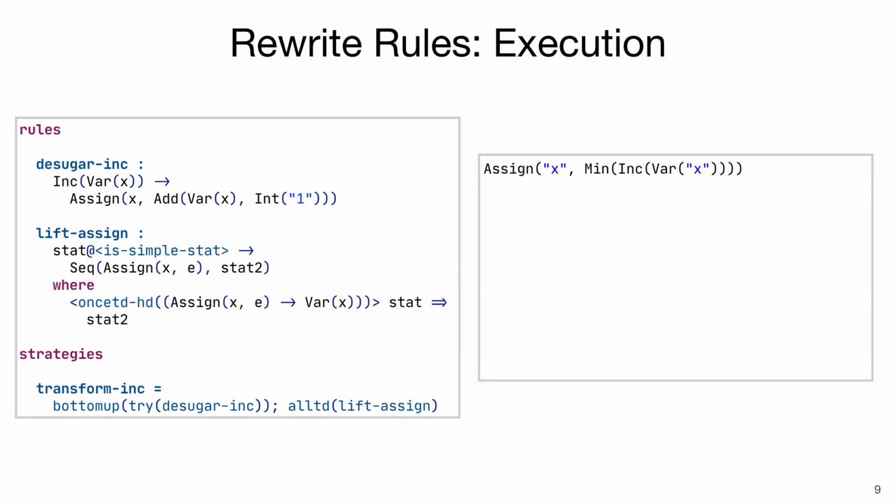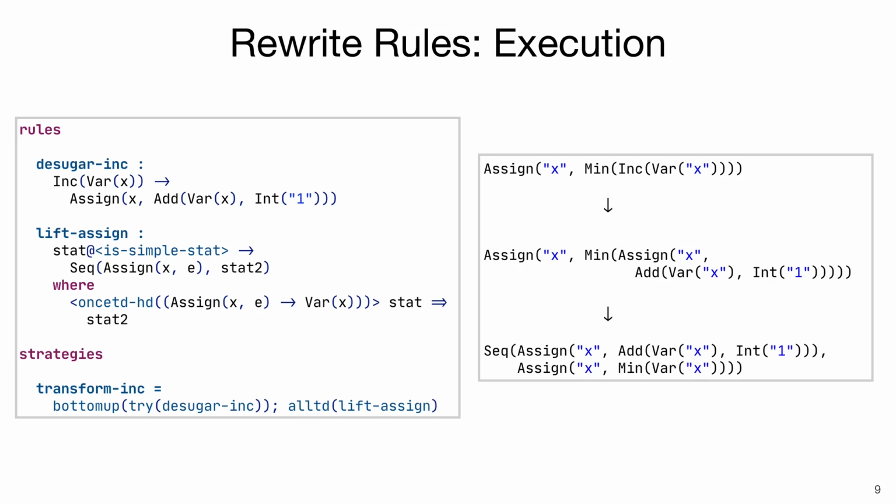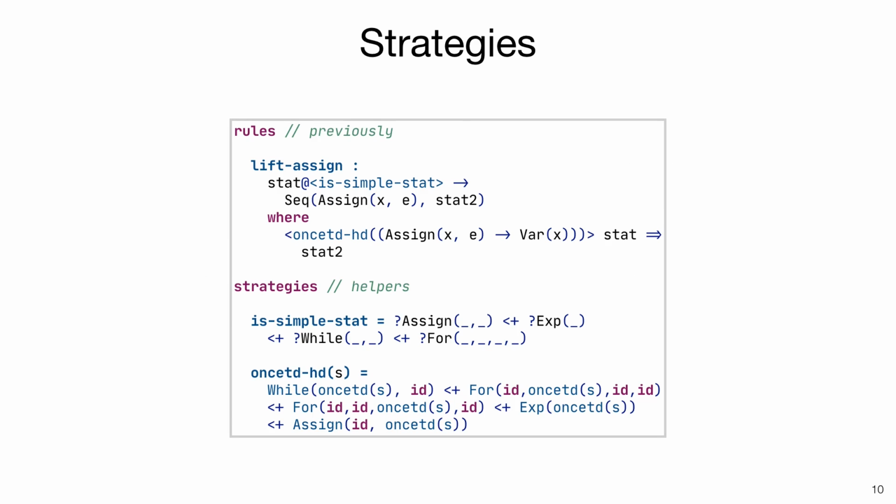Let's look at how these rules can be applied. If we apply the desugar_inc rule, we get the embedded statement inside the unary minus. This is an ill-typed intermediate representation. Then with our lift assign, we can lift it out again. Now we have a well-typed term. The lift assign rule uses a filter and a special strategy for finding the embedded assignment.